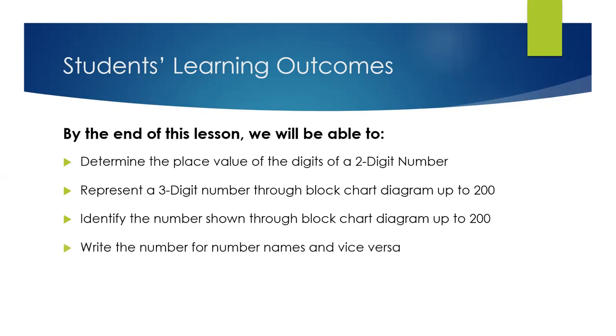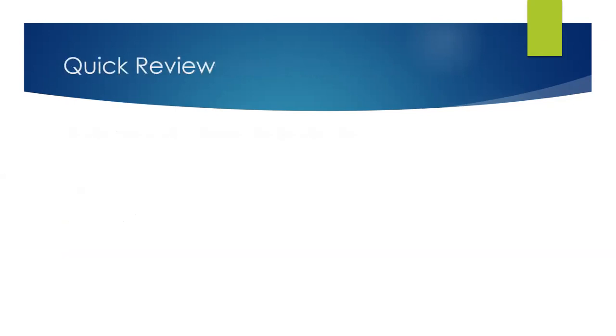And fourthly, we will write the number names and vice versa. Firstly, we will have a number and we write the number names for them. And secondly, we will have number names and we'll write the number for them. So here are our student learning outcomes.